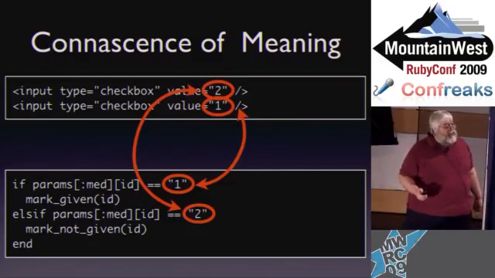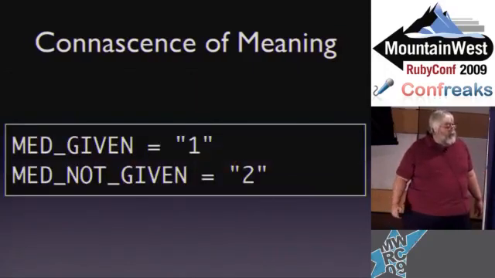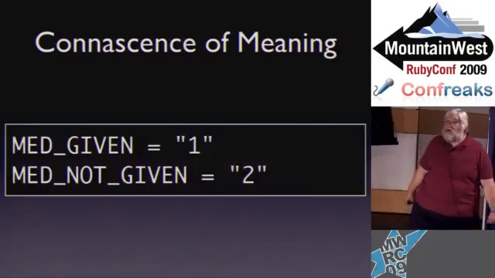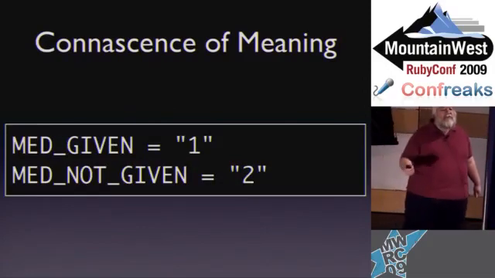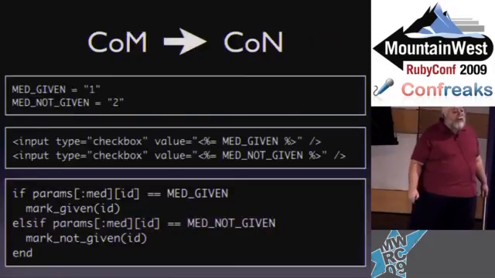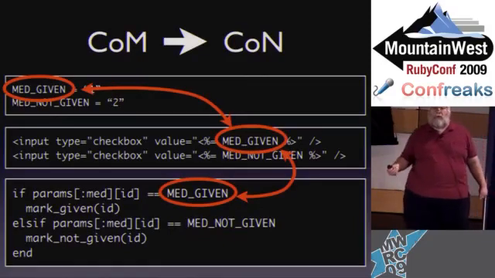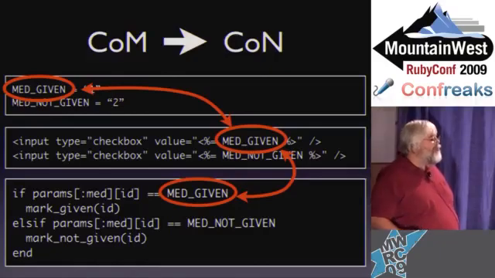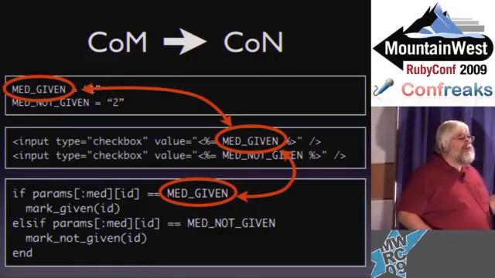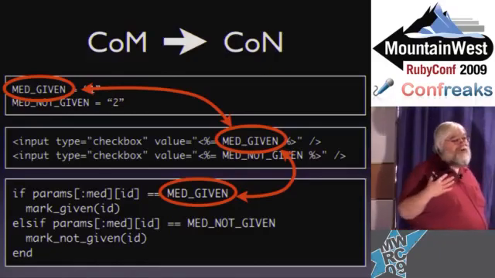Not a good thing, because again, that's an arbitrary choice and could change easily. What we really like to do is put those variables in a named constant, and then use that name both in the view and then in the controller where we process it. Again, notice what we did? We converted connascence of meaning to connascence of name.